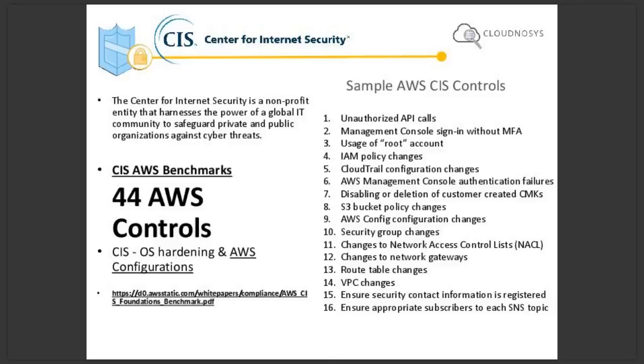It's available. You just Google CIS AWS benchmarks. You're going to get to a Center for Internet Security link. There's a PDF file with 160 pages. So it's going to list out all of these controls. These are some of the controls that you see here. Everything from unauthorized API calls to disabling key management, S3 bucket policy changes. That's a big one in terms of hacks nowadays, where people are not keeping track of their buckets accordingly and keeping them open by mistake.